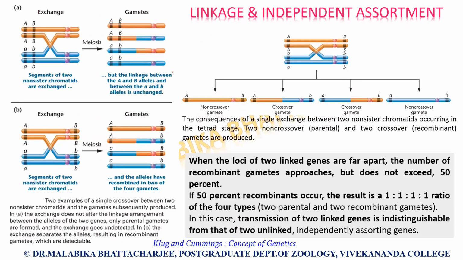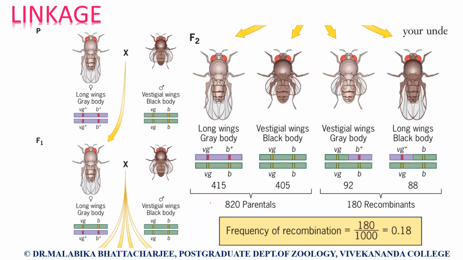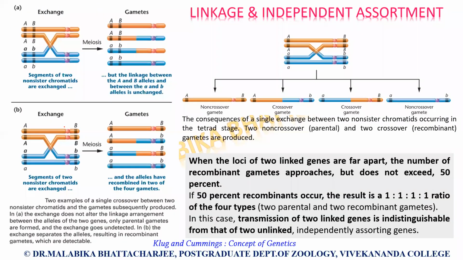Now, coming to some more critical analysis of the same point. If you see these examples, these are 2 examples of a single crossover event between non-sister chromatids. And as a result, what are the combinations formed?